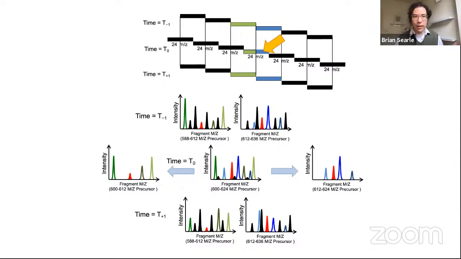I mean, think about this. If Thermo were to come out and say, we've got an instrument that collects Orbitrap scans twice as fast, you'd be like, wow, that's amazing. Here we're actually able to do that algorithmically without even having to change the instrument. You can do this on any type of instrument that Thermo's made for this.